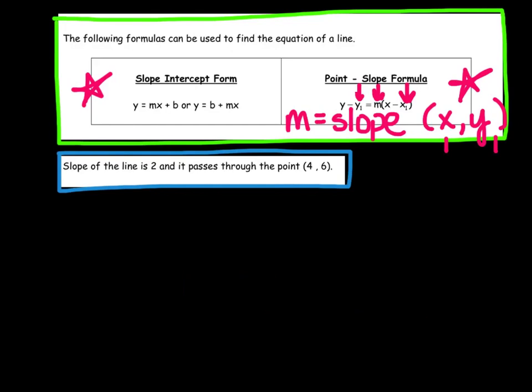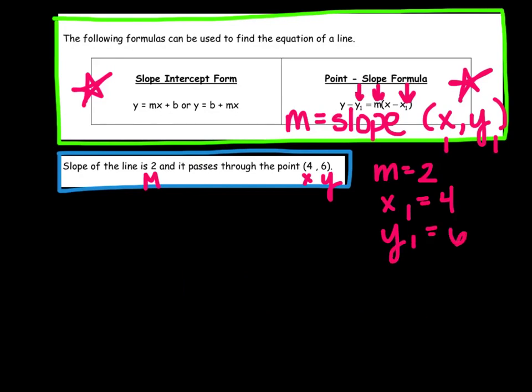So let me give you an example of how we would use this equation to find the slope-intercept form of an equation. So let's say you're given that the slope of the line is 2 and passes through the point 4, 6. Okay, so first of all, I know that slope is the m and this is 2. So I know that m is equal to 2. I also know that my point here is 4, 6. So I know that x is 4 and y is 6. So that means x1 is equal to 4 and y1 is equal to 6.